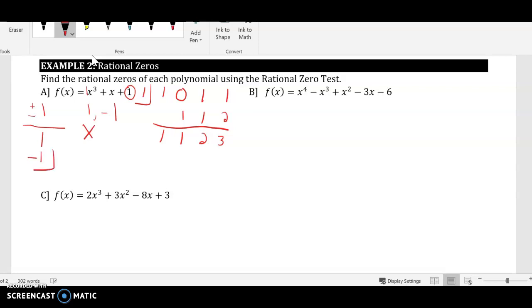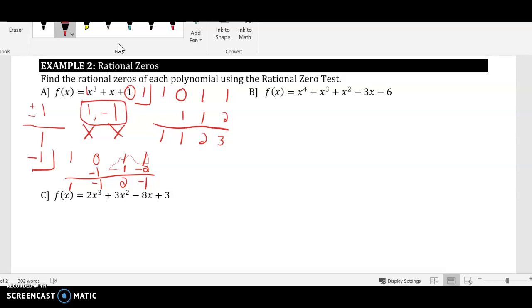Well, then you stick -1 in the box, and you start over since we didn't have any zeros there. I bring down my first number, I multiply, put those together, add, multiply, add, multiply, add. What does that mean? That means none of them are rational. This does not have any rational zeros. Okay? But the concept is we're checking to see what are the potential rational zeros.